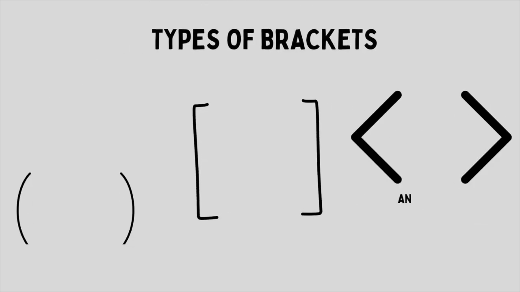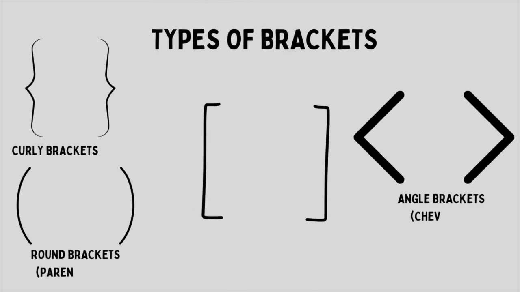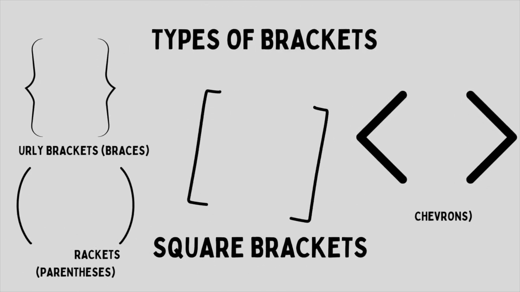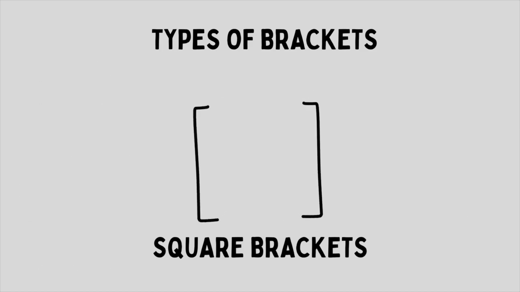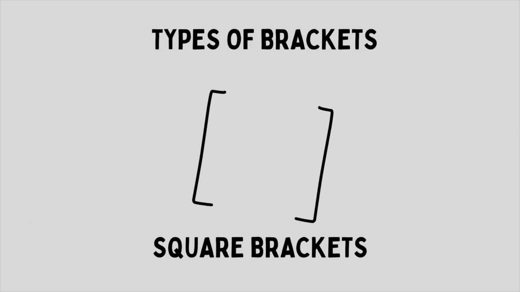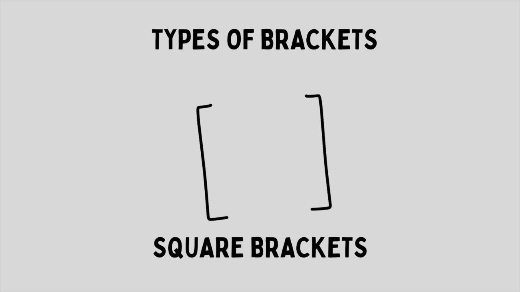Now there are different types of brackets. We have the curly, angle, and round brackets. However, we want the square brackets. Notice how they have right angles in the corners, just like a square. That's why we say they're square brackets.